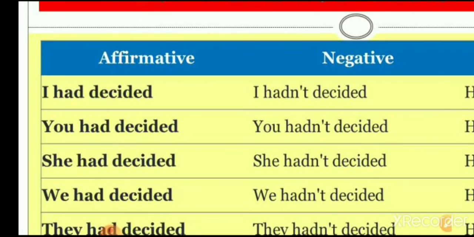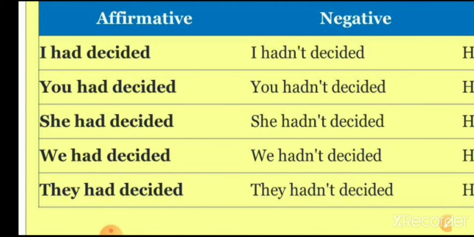Yet another example. I had decided. You had decided. She had decided. We had decided. They had decided. For all the three persons, we have to use the structure as had plus past participle.